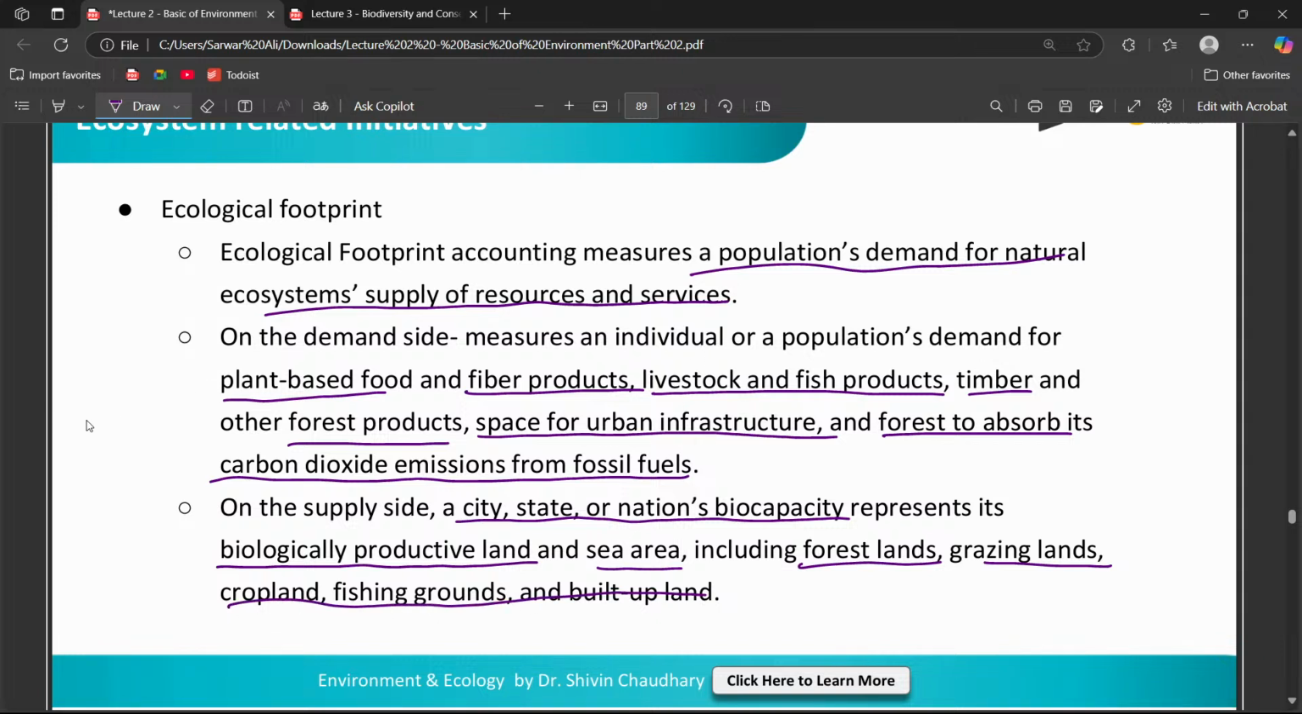So here we are seeing the demand side. Whatever we need is the demand side. So what is coming in the demand side? Basically food products, which we get, right? Whatever natural products like wood, space, CO2 emission, CO2 absorption. On the supply side, what do we have? Biocapacity. You have grazing lands, croplands, and other things.